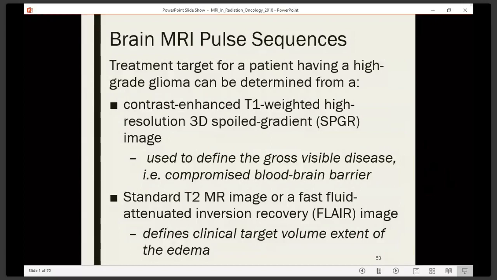So the treatment target for a patient having high-grade glioma can be determined from usually your T1 weighted 3D spoiled gradient image, high contrast, contrast enhanced, so you're giving gadolinium contrast agent. That defines the gross visible disease that's indicated by the contrast agent leaking into the lesion due to compromised blood-brain barrier. Also, a standard 2D MR image using a fluid attenuation inversion recovery that gets rid of the signal from the CSF based on its T1 helps to define the clinical target volume extent of edema.